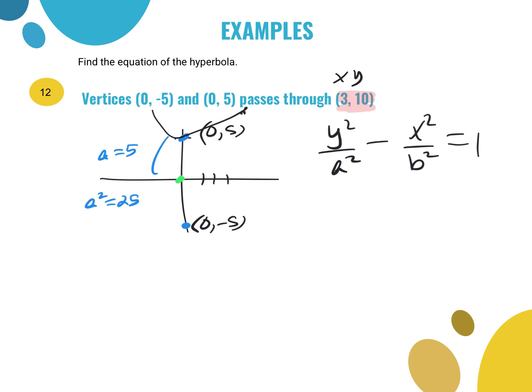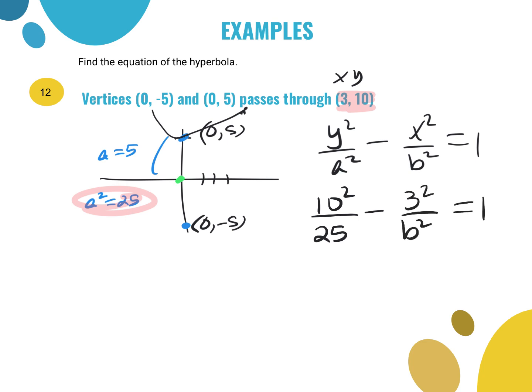And then I'm also going to be able to plug in my a squared, and I'm solving for b squared. So once I plug in, my y value was 10. So I'm doing 10 squared. My a squared, I already squared it, it's 25. My x was 3. I don't know b squared. So let me square these.